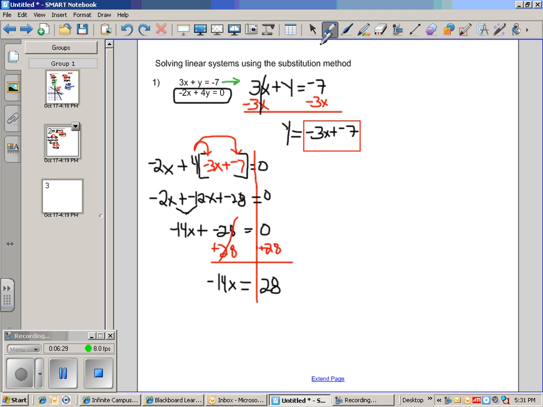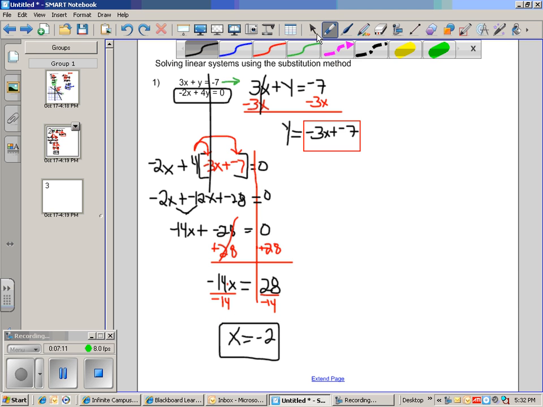And now I'm left with a one-step algebra problem. Well, negative 14 times x, remember when it's together that is multiplication. We need to divide both sides by negative 14. And when we divide by negative 14 to both sides, this leaves us with x by itself. 28 divided by negative 14 is negative 2. And notice, x is by itself. We just solved for x. We have half of our solution.